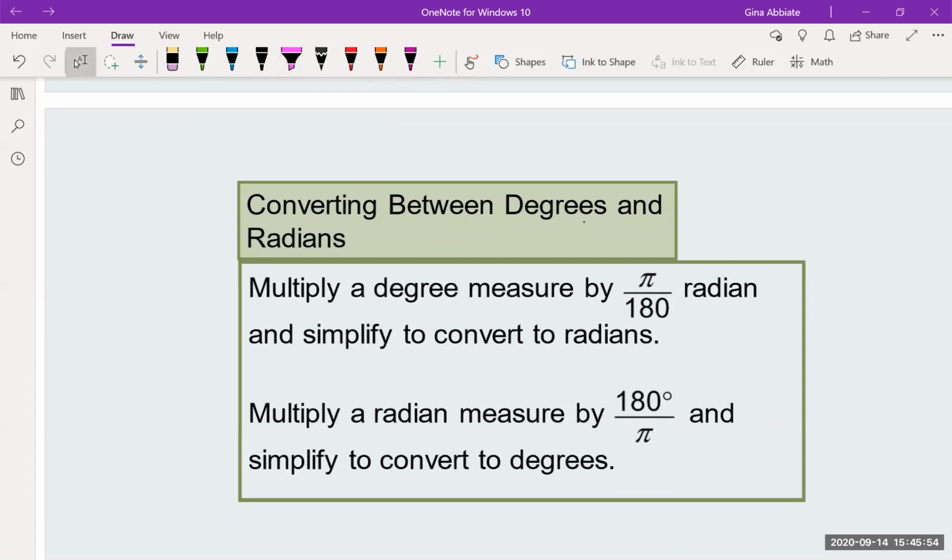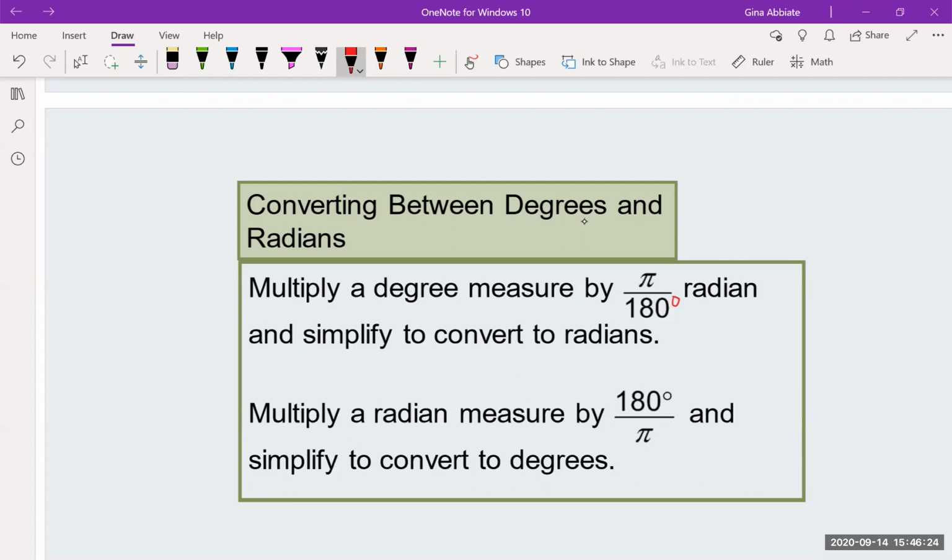Because we use radian measurements more commonly in pre-calculus and calculus, we have to know how to convert between degrees and radians. And we use this proportion here, this fraction, to change between radians and degrees. One thing to take note of is that technically I think there should be a little degrees symbol here. We'll talk about that in a minute.